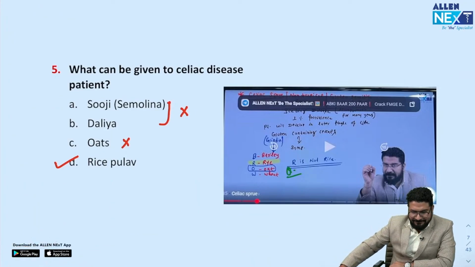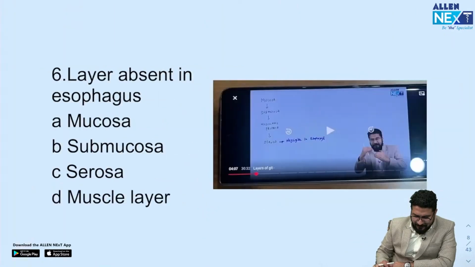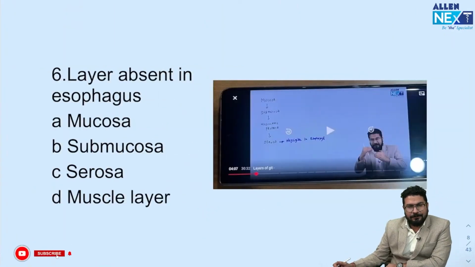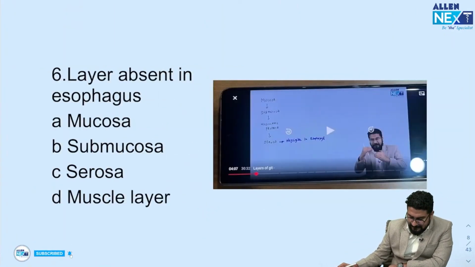Is this correct or not? Okay, moving to next one, layer absent in esophagus. So like I told you, this is a layer like serosa.